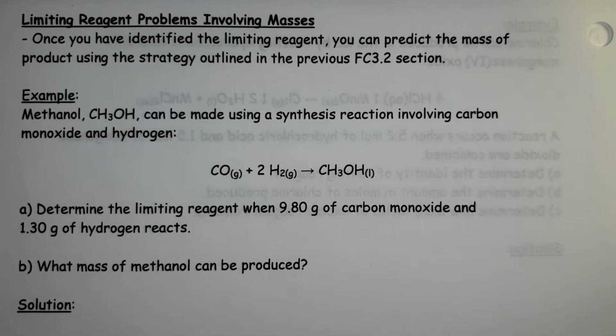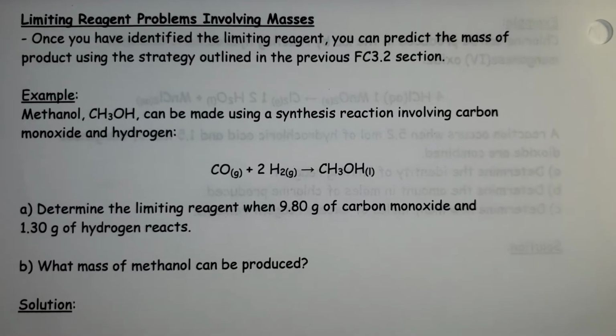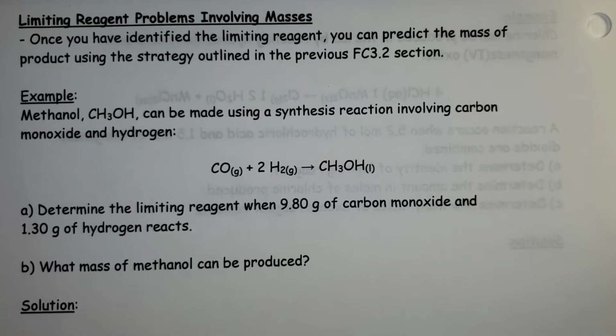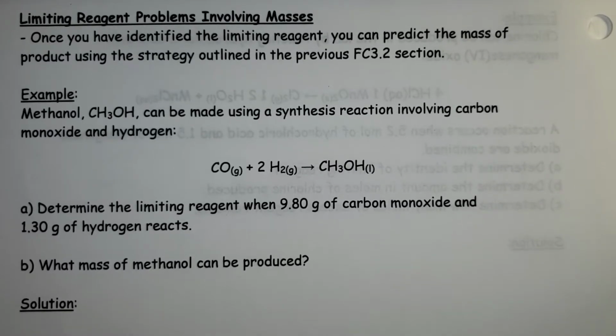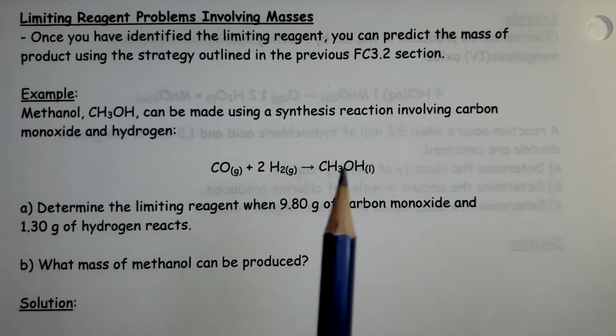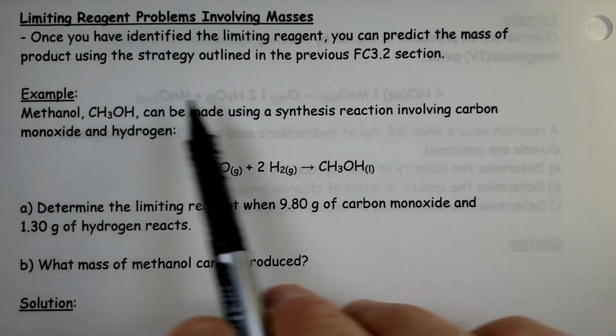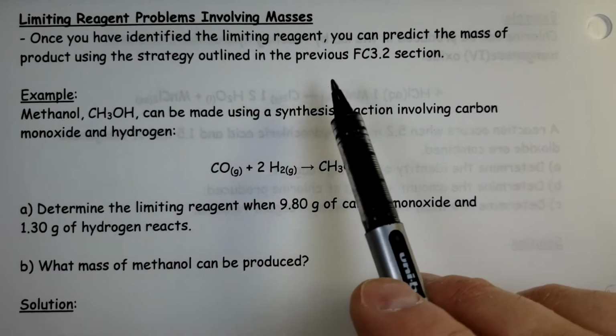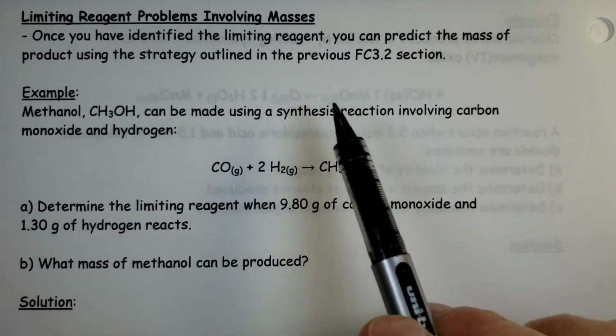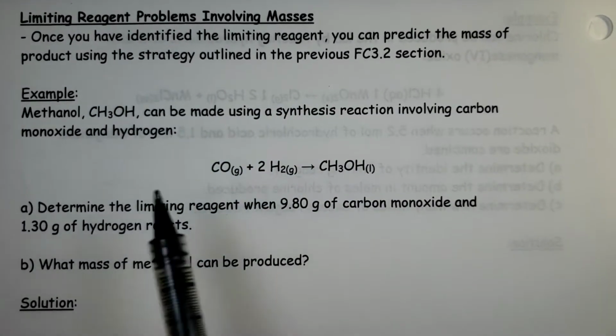So we continue on with the stoichiometry questions. We've looked at mole to mole type, and here we'll look at the final type. Basically it's the same thing, except instead of starting off with given moles of a reactant, we're given grams and grams. So once you've identified the limiting reagent, you can predict the mass of the product using the strategy outlined previously.